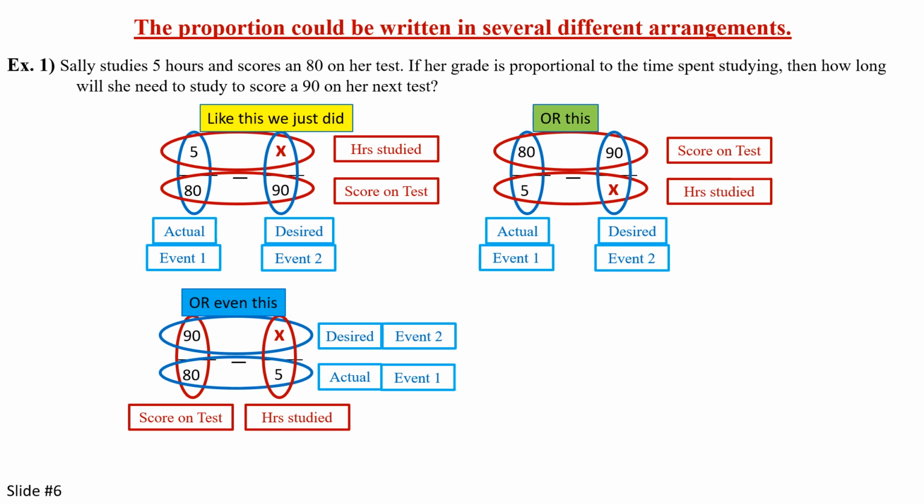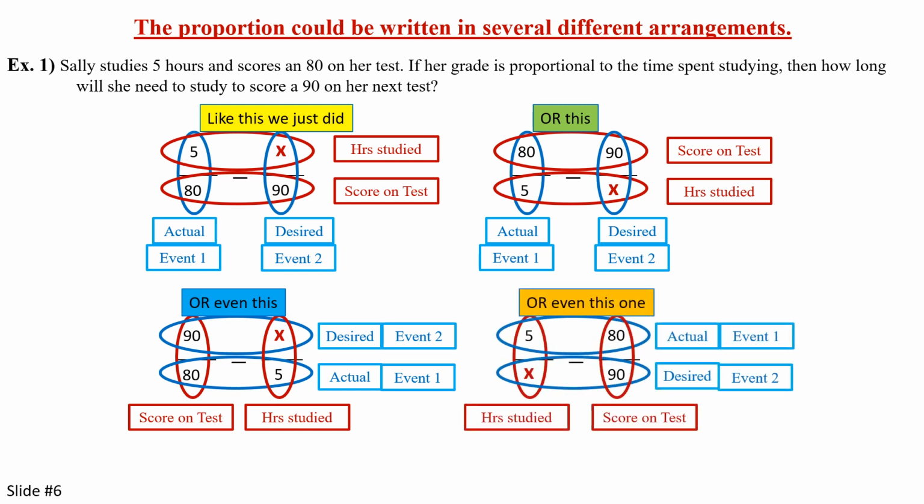Notice that the denominator is the actual data, 80 score from 5 hours study. The numerator is the desired data. I wanted a score of 90. How long do I have to study? Again, everything's related. Related vertically. The first fraction is score. The second fraction is hours. The numerator is the event 2, or the desired amount, and the denominator is the actual that was given in the data.